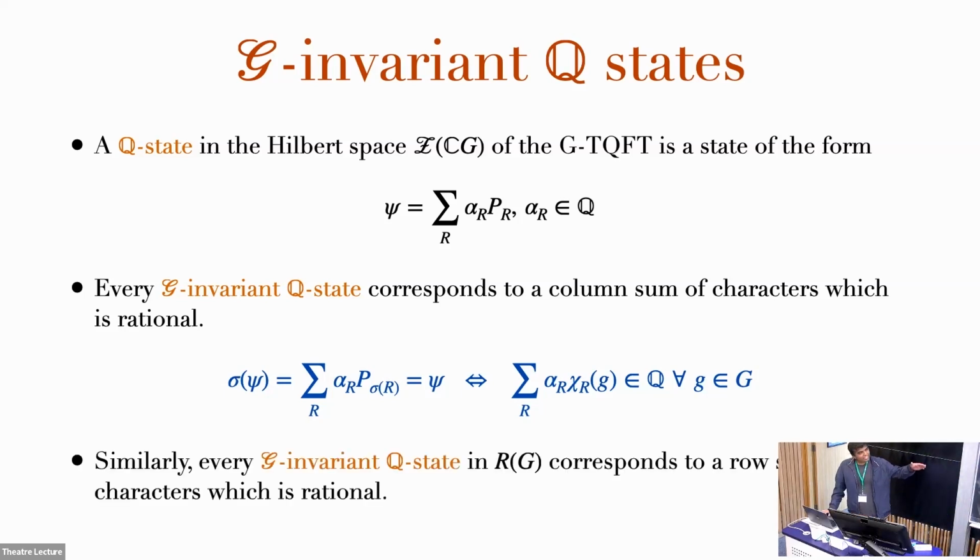So every Galois symmetry invariant state corresponds to a combination of characters which is rational. And if these alphas are integers, then that combination is always an integer. So this is how you can associate certain states in the theory to combinations of characters which are integers.